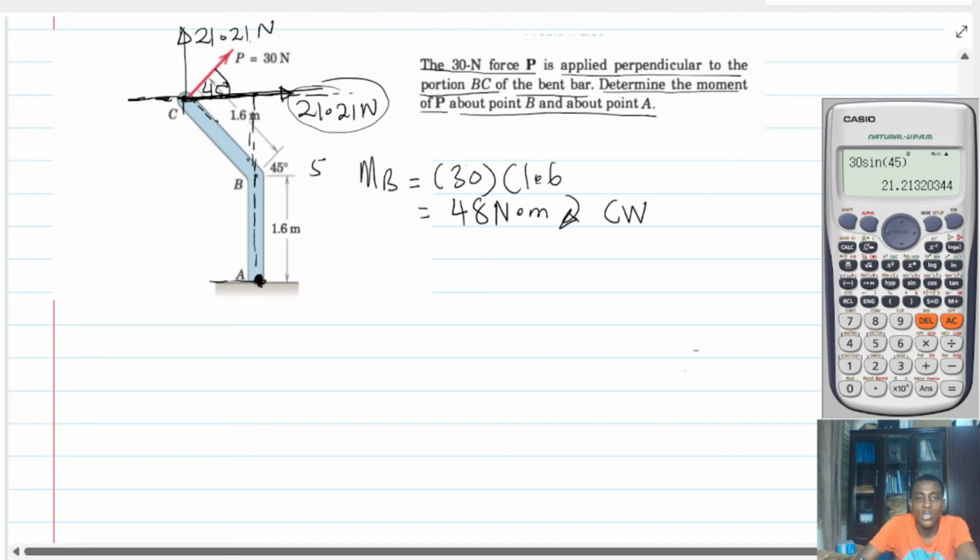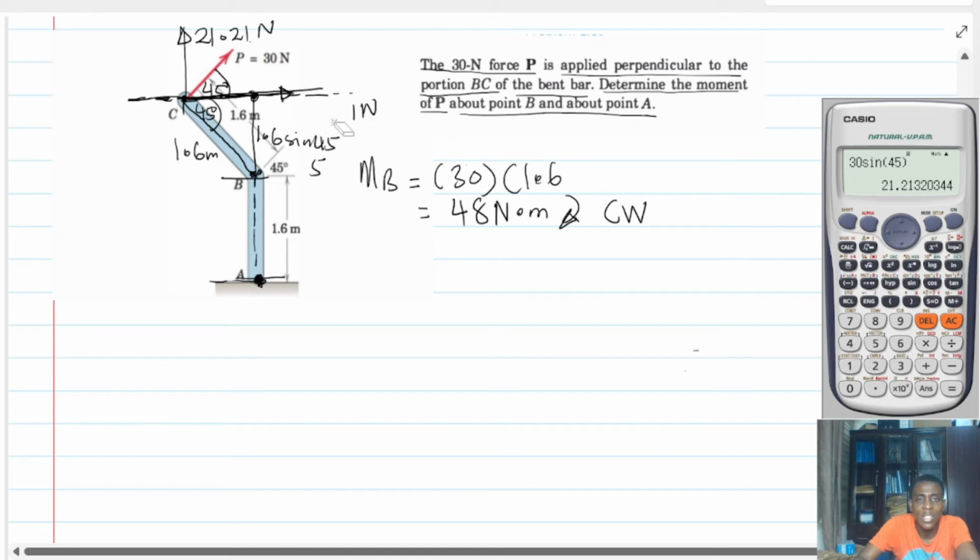Okay. So we know that AB is what? 1.6. So since we know that AB is 1.6, what we need to find is this distance. But what do we know? We know that the length of the bar, this one, is 1.6 meters, and we also know that this angle is 45 degrees. If that is the case, then this side will be 1.6 sine 45, isn't it? And that is this portion from here to here.